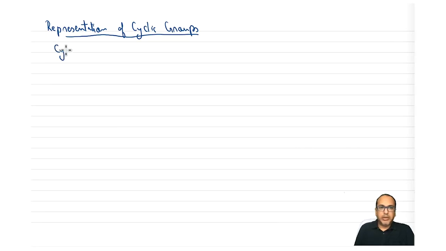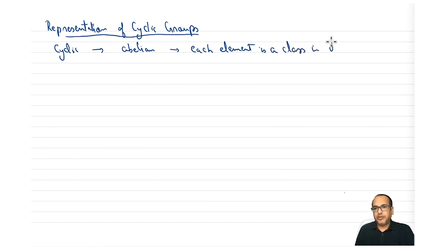So cyclic groups are abelian in nature. That means each operation will commute with each other, which results in each element being a class in itself. Also, we will see that the number of IR representations is equal to the number of 1D representations.